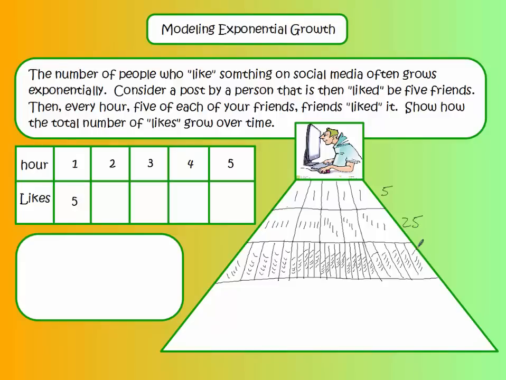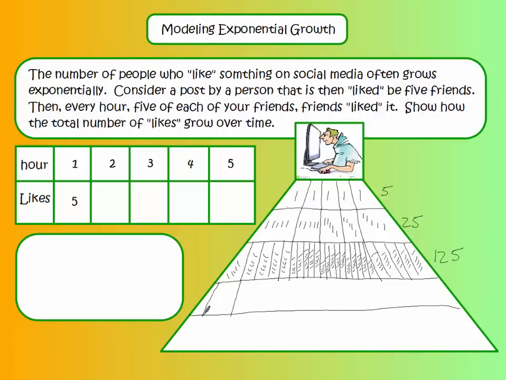All right, let's count those up. Let's see. So I have 5, 10, 15, 20, 25, 30, 35, 40, 45, 50, 55, 60, 65, 70, 75, 80, 85, 90, 95, 100, 105, 110, 115, 120, 125. 125 people. Of course, in the next hour, each one of these 5 people had 5 more likes, and I'm just absolutely not going to do that right now.